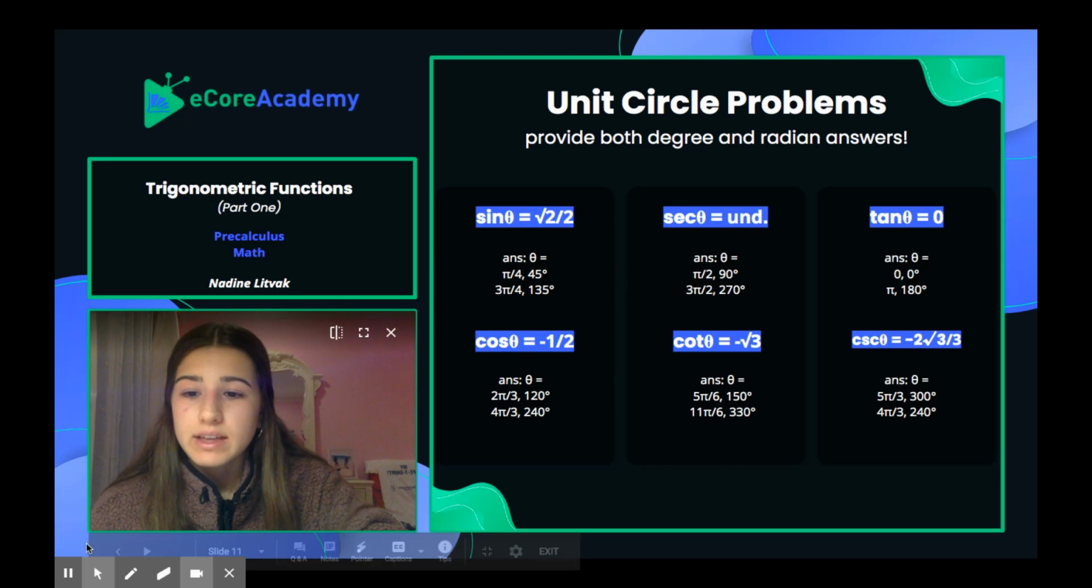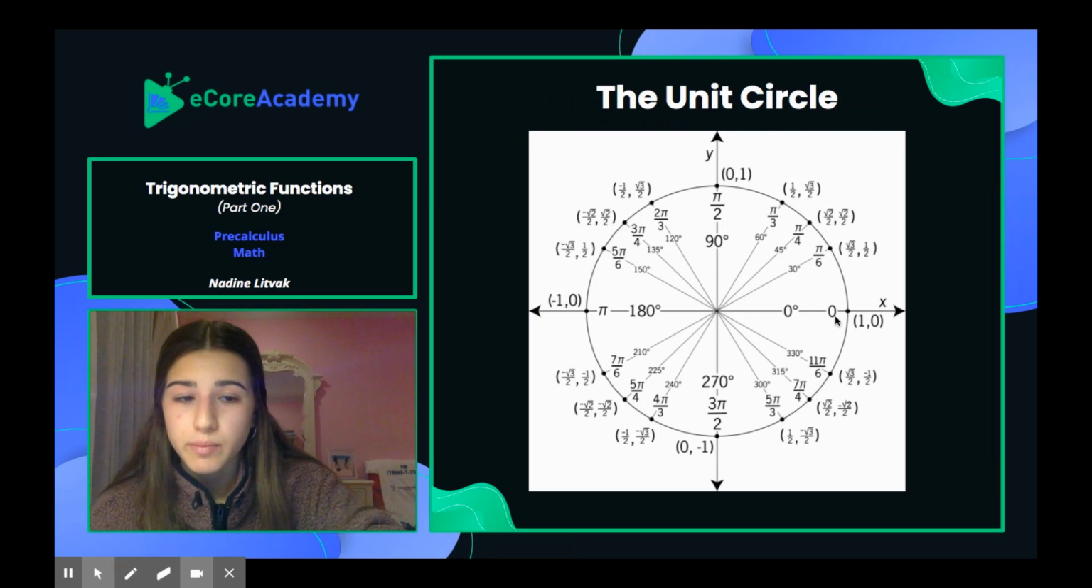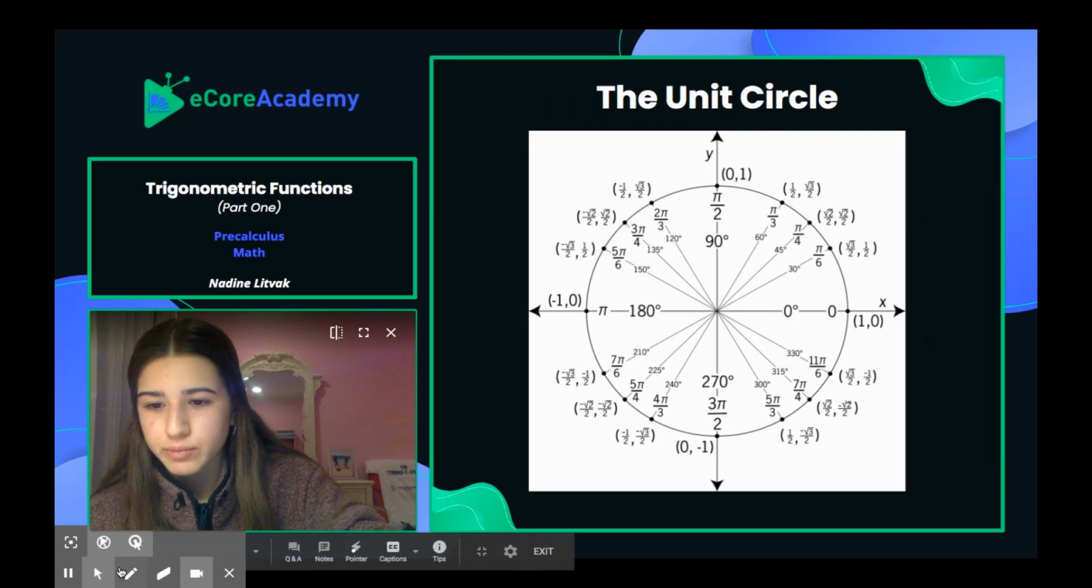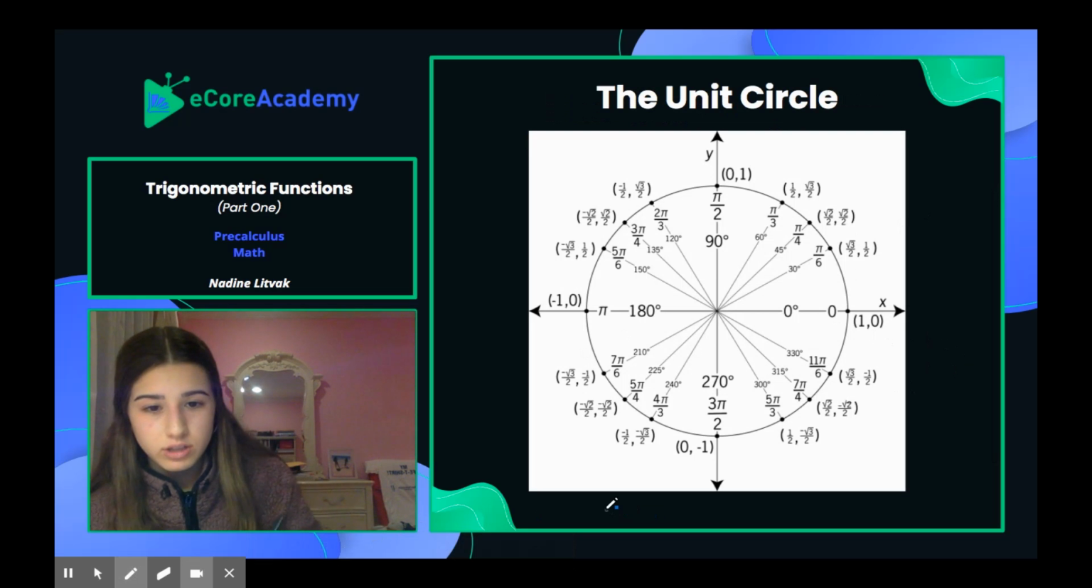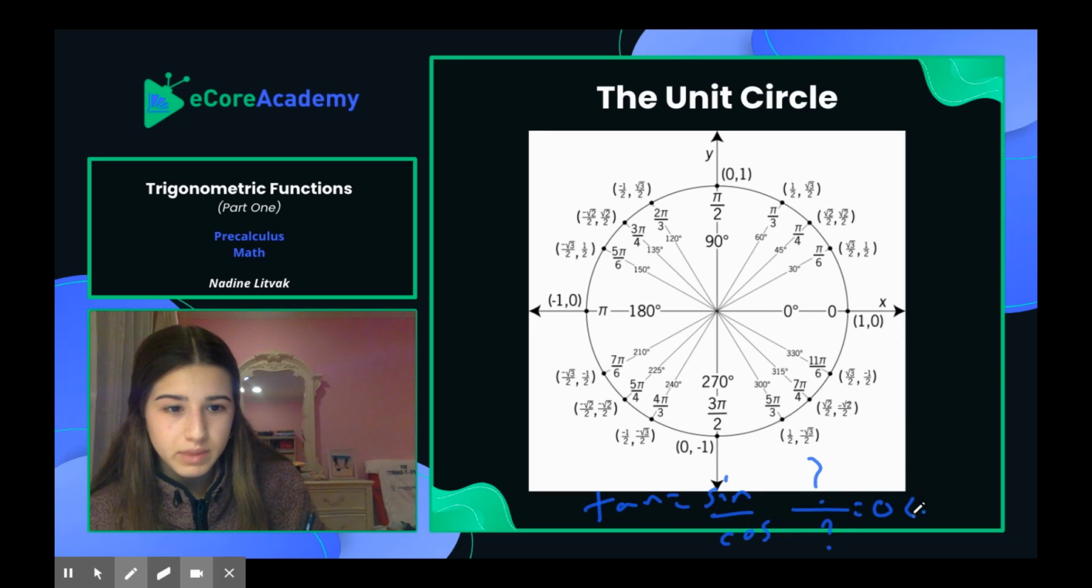So let's go back to the unit circle. So the tangent of theta is equal to 0. So we are looking for, I will write this out for you, tangent is equal to sine over cosine, right? And we need this to equal a number over a number to equal 0, okay? We know that 0 can't be in the denominator.